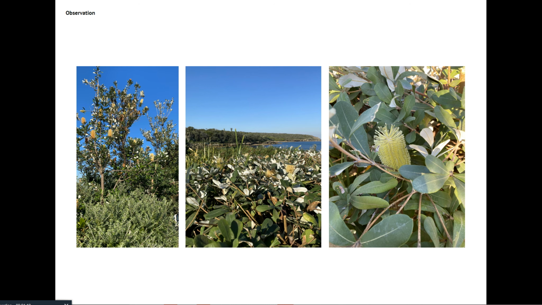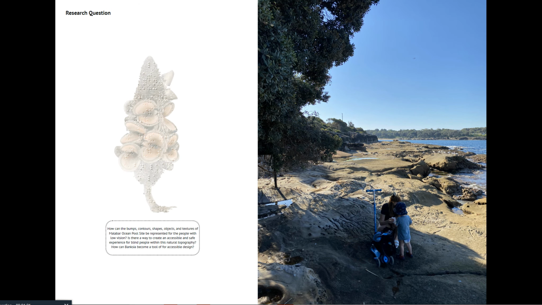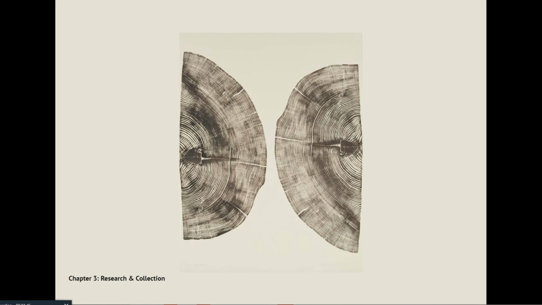So we wanted to know how can the bumps, contours, shapes, objects, and textures of Malabar Ocean poolside be represented for visually impaired people? Is there a way to create an accessible and safe experience for blind people within this natural rocky topography? How can Banksia, which is full of tactile sensation, become a tool for accessible design?